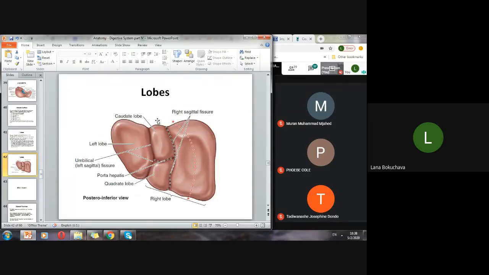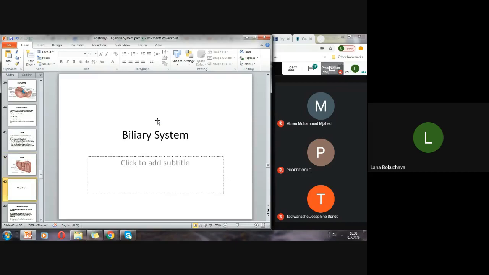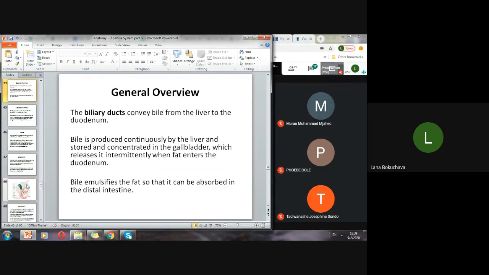So what is interesting to remember, and what is important, to be honest, for me, is simply the subdivisions according to the lobes and according to the functional subdivisions, and literally that's it for the lobes of the liver. Now, the next portion. What do we have? This is particularly the biliary system, starting with a general overview of the biliary system.